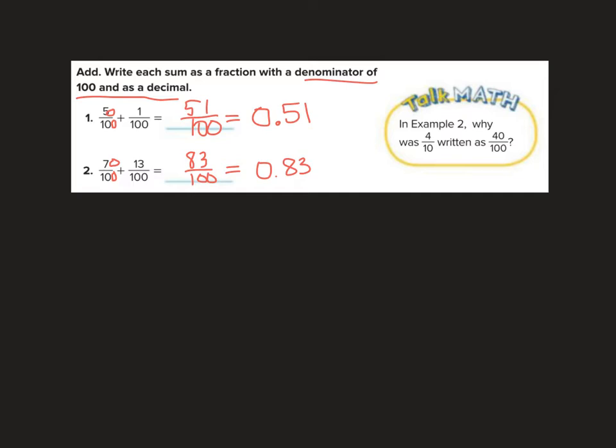Okay, in example 2, why was 4/10 written as 40/100ths? Because we need to have a common denominator. This must be like the one on the previous slide. Because we need to have a common denominator in order to add fractions. And so to get that common denominator, we can just multiply by 10, then they're both 100. We can add them, add the numerators, and keep the denominator the same. So that is why we need to write it that way.